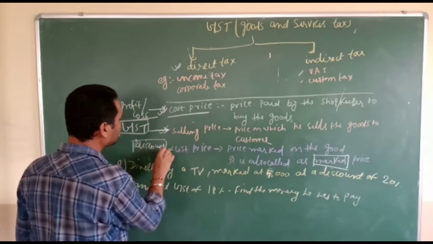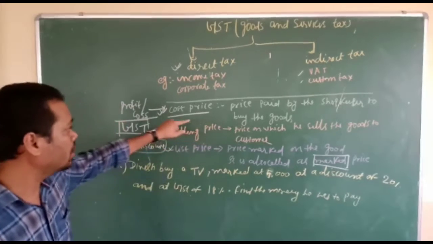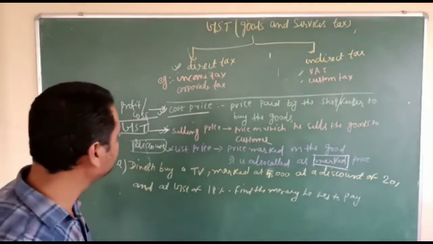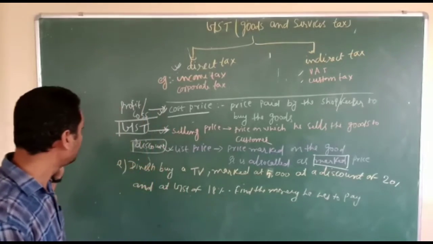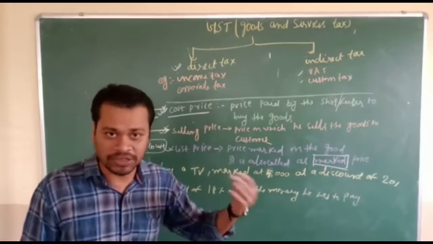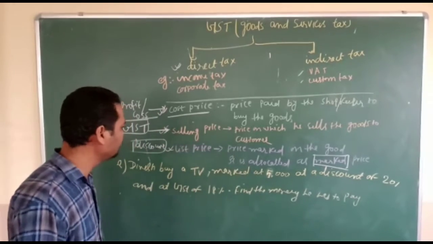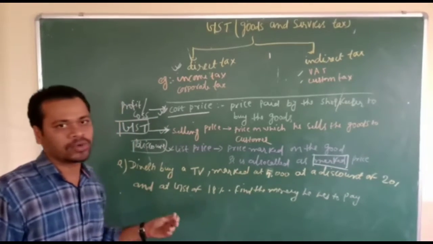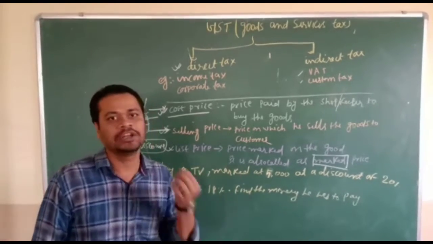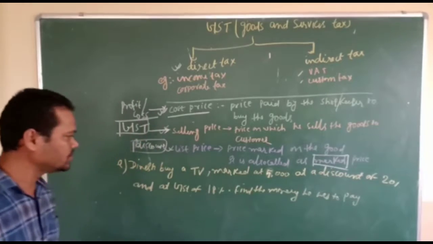So remember, these are the three terminologies, three things. Profit or loss made by a shopkeeper will always be based on cost price. GST we will be paying on our buying price, or selling price of the shopkeeper, whatever you want to say. And the discount that the shopkeeper will give us is based on which price? List price.